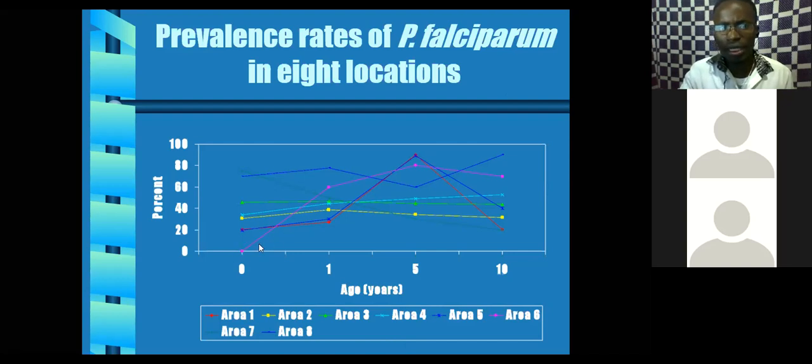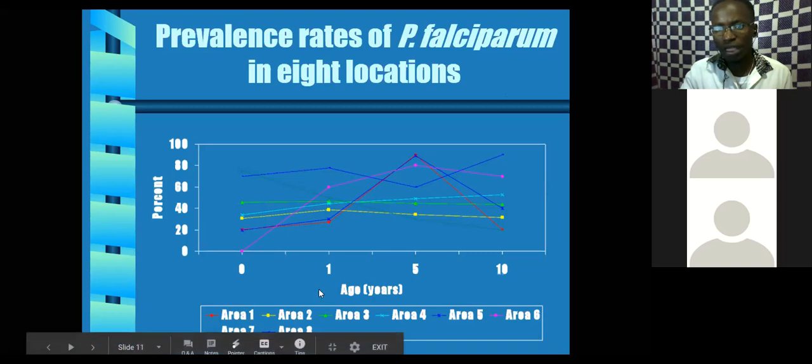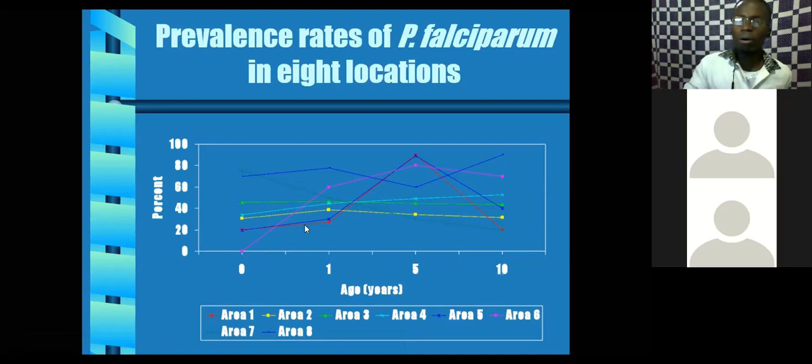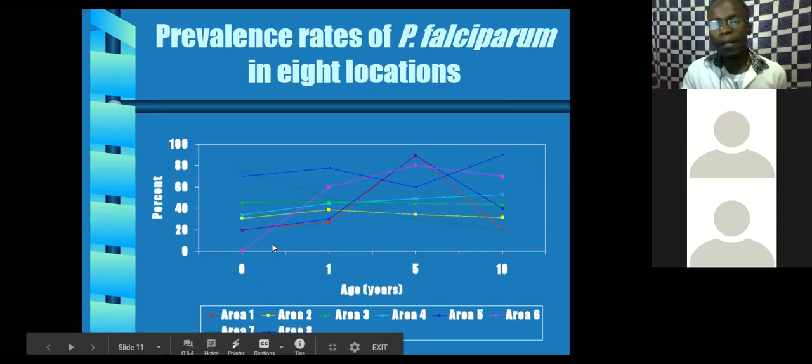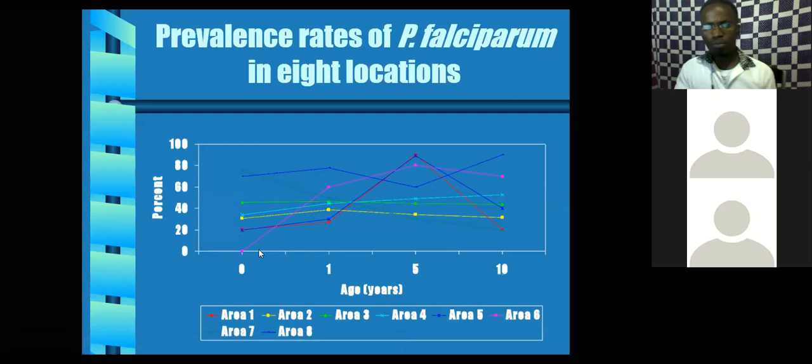You can see that it's increasing with age. The incidence of malaria in this case increases with age up to about 1 year old. Then it also increases, and after the age of 5, it starts declining in this particular area, which is area 6. So when you talk of malaria, the population at risk are those that are under 5 years. They are at risk in this particular area.